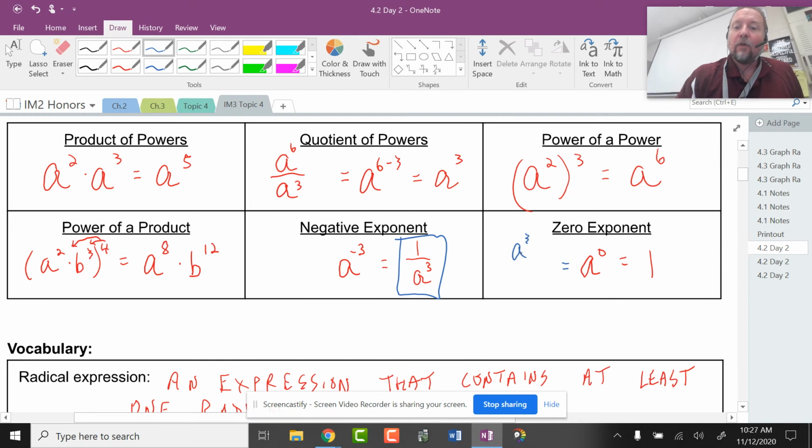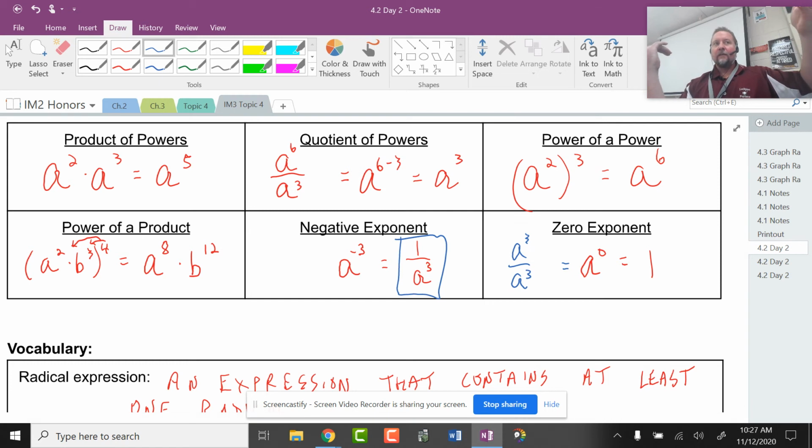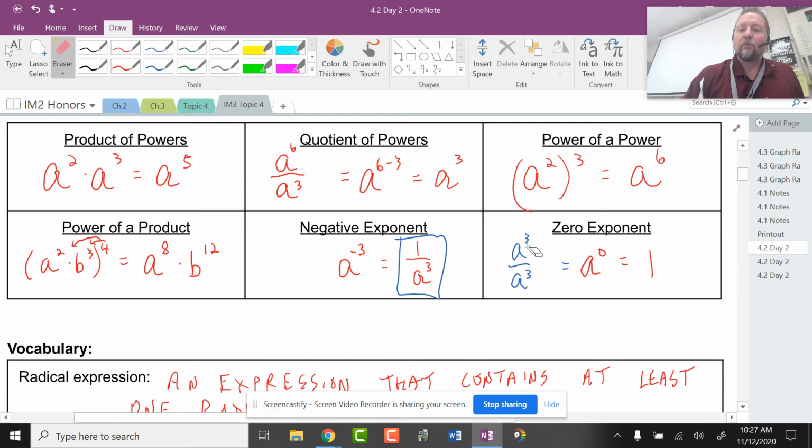A to the third over A to the third. Everyone knows that that's 1. It's something divided by itself. But if you did the subtraction rule, you do A to the 3 minus 3, which is A to the 0. So again, I'm just proving that the 0 exponent rule comes from the quotient of powers rule when you have a special scenario like that. So hopefully that makes sense and makes those easier to deal with.